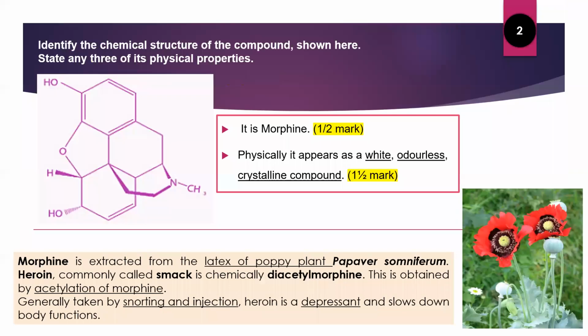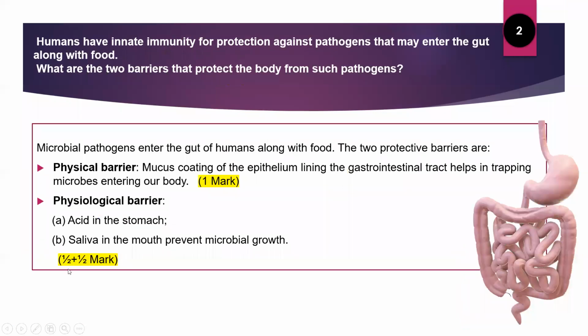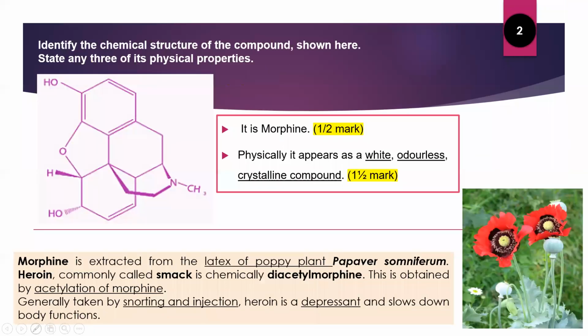So let us begin. The first question says, identify the chemical structure of the compound shown here. State any 3 of its physical properties. So the compound which you see here is that of morphine. And you can write it's white, odorless, and a crystalline compound.